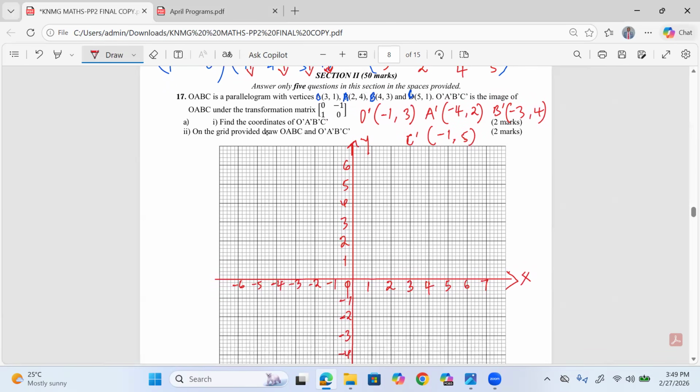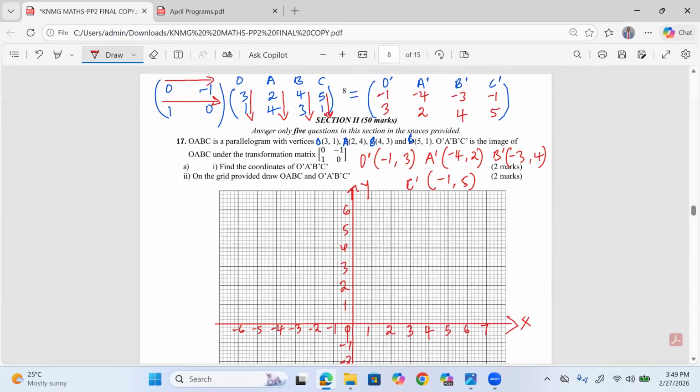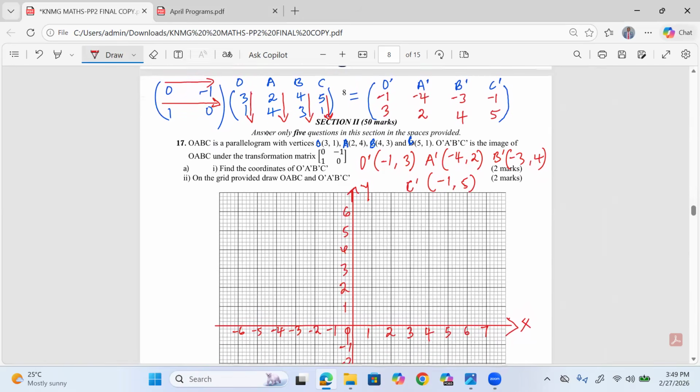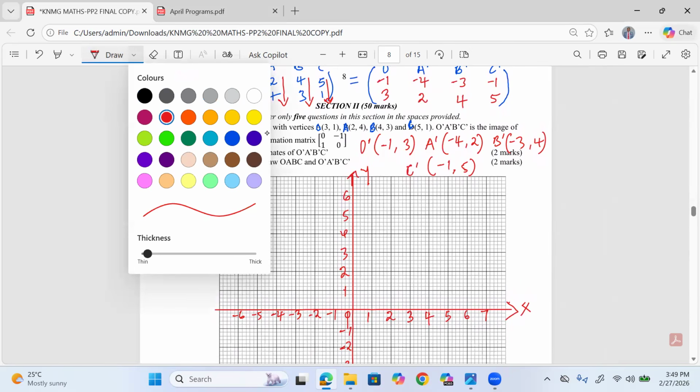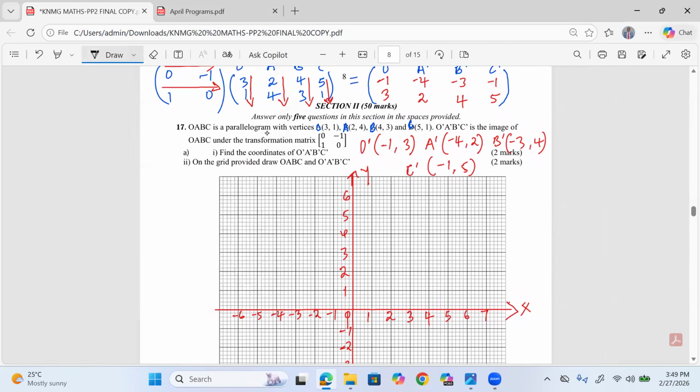Allow me to use black for the coordinates. Coordinate O is 3, 1, so 3, 1 is here. That's our O. Then A is 2, 4, so 2, 4 shall be here. That's our A. Then B is 4, 3. That's our B. And C is 5, 1. This is where 5, 1 is. That's our C. We are now supposed to connect all of them. Allow me to use blue.